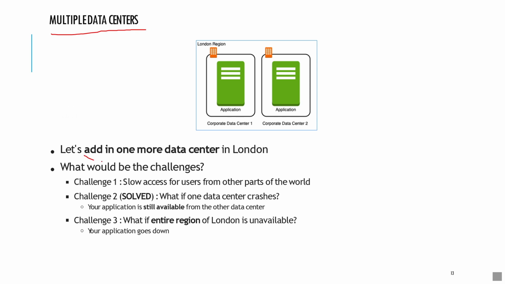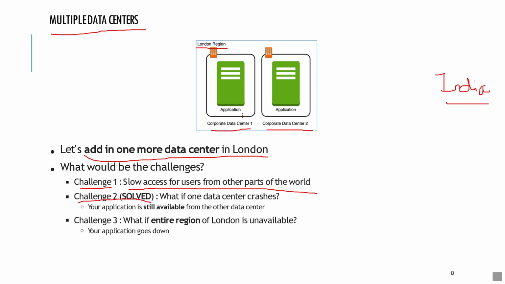Let us add one more data center in the same region, that is London. So let us consider two data centers, data center 1 and data center 2, in the London region. What are the challenges we may face? Challenge 1 is the same: slow access for users from other parts of the world. If we are in India, we can access the applications, but a little bit slow. Challenge 2 is solved.